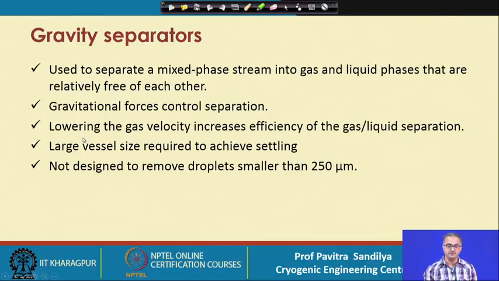Then we find that if we lower the gas velocity, it increases the efficiency of the gas liquid separator because it gets more time for the particles to settle out of the gas. But it needs large vessels, and these are not generally designed to remove droplets smaller than 250 microns. So for larger size particles, these gravity separators are used.